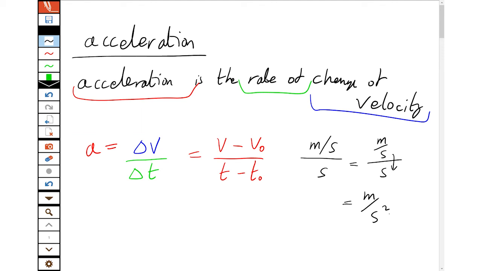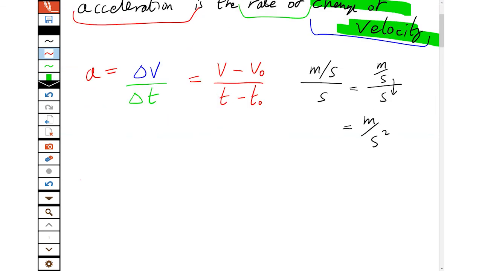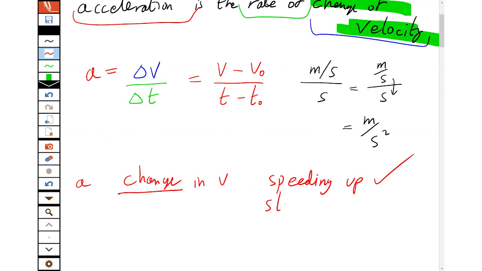Now, there's a little key thing here about the acceleration. It's to do with changes in velocity. Conversationally, we think of acceleration as getting faster, and that is a change in velocity. But acceleration deals with any change in velocity. So speeding up is an acceleration. Slowing down is also an acceleration. It's just an acceleration opposite in direction to the velocity you're going.